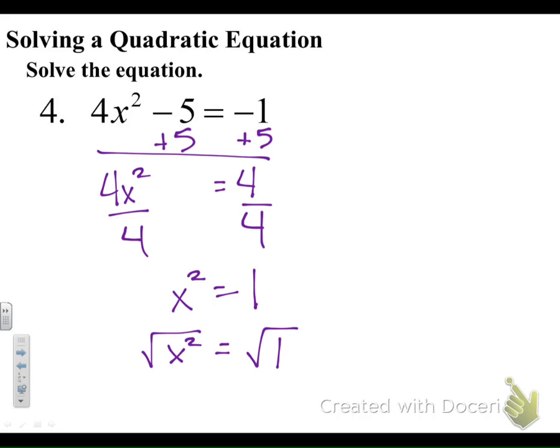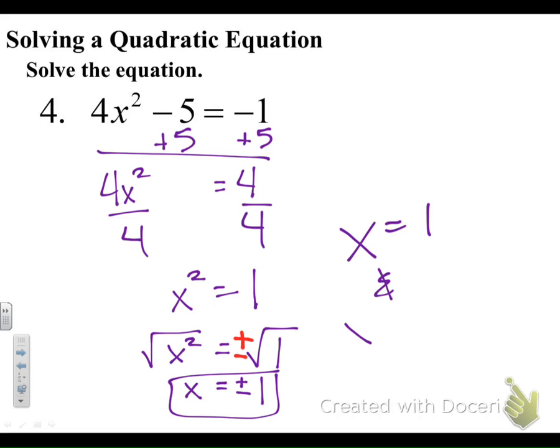And when I do that, I need to include that my answer is either going to be positive or negative. I'm going to get 2 answers. One's going to be positive, one will be negative. So x is either a positive 1 or a negative 1. I could either keep my answer like this or write it like this.